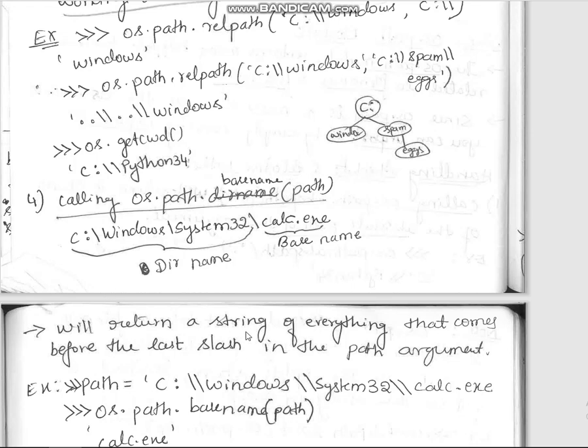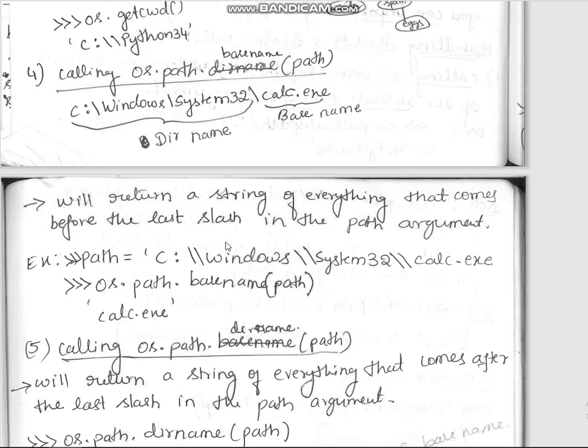So it returns a string of everything that comes before the last slash in the path argument. Whenever you want to know the base name of the path, it will display calc.exe. This is our expected result. If I want to display the directory name, so if I give os.path.dirname of path, then it will give us C:\Windows\system32. Now we have asked to display the base name, so it will display calc.exe. This is the base name in this given path.